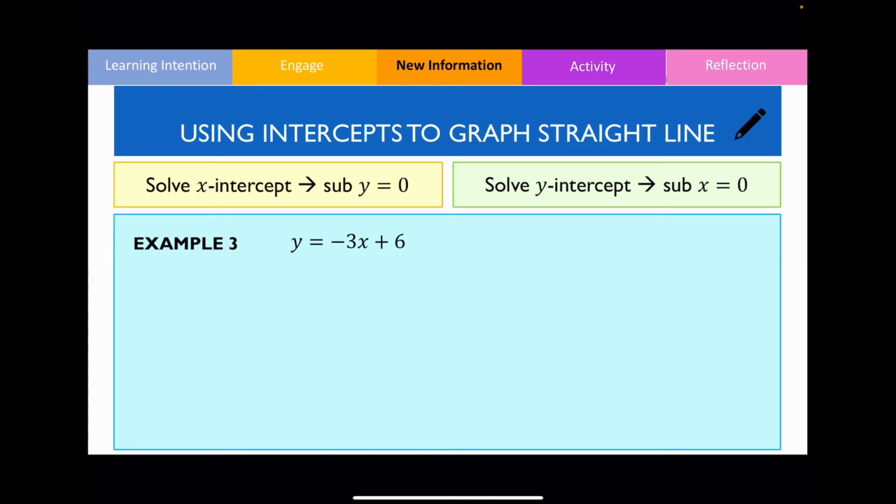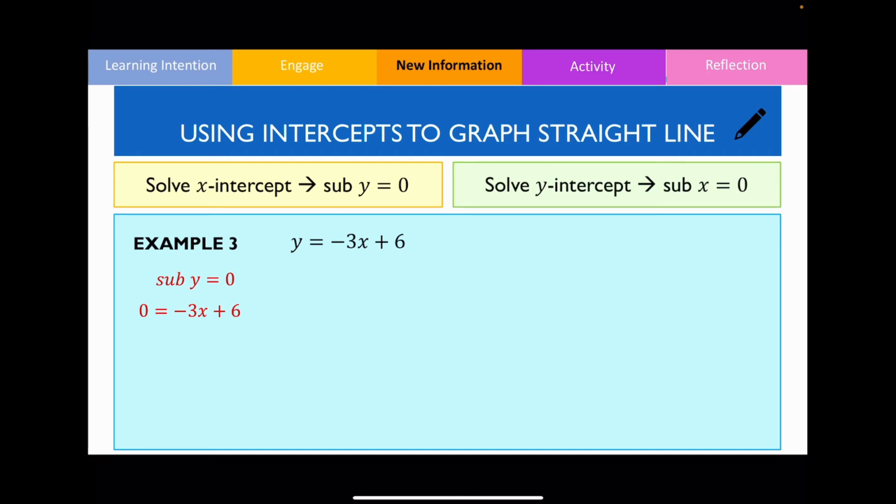And the way that we do that is by substituting y is equal to 0, okay? Because we know that when it crosses the x-axis, the y value is equal to 0 at that particular point. So if I substitute y is equal to 0, this is what my equation would now look like. And now I'm just going to be solving for x, okay? So let's keep x on one side and move all the other terms on the other side.